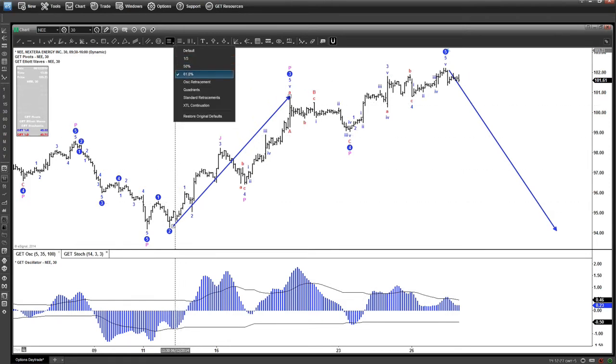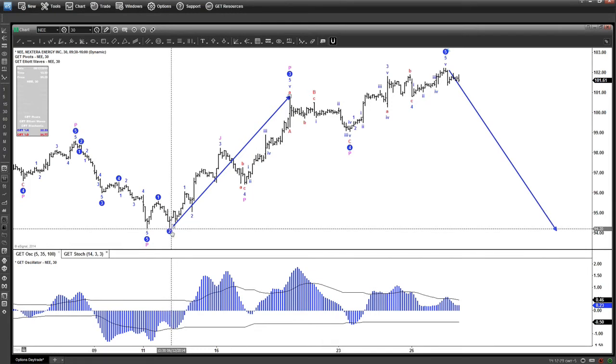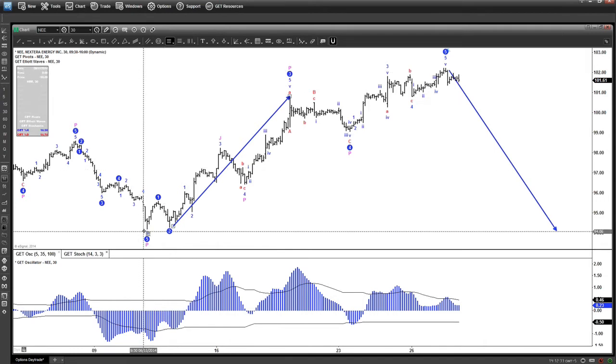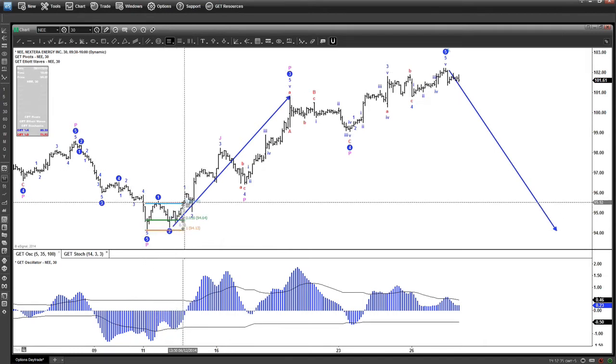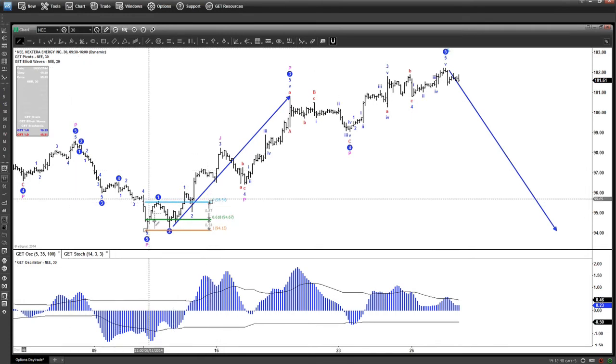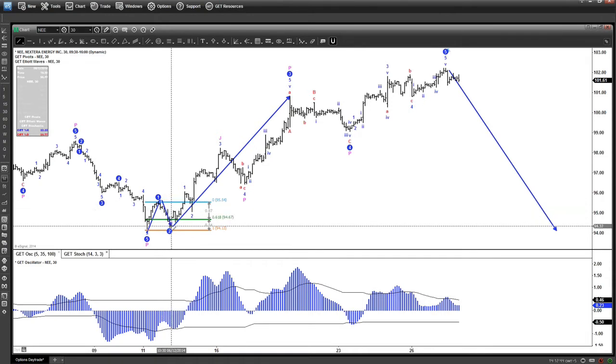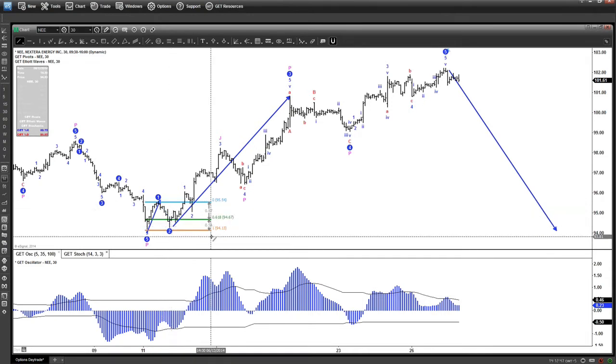So if I take a look, and I go back to my wave 2, which was back here around 10 o'clock in the morning on June 12th. If I measure that, your wave 2 is typically from a Fibonacci scale around a 62% correction of your wave 1. So if I measure from the beginning of wave 1 to the end of wave 1, we'll see that my wave 2 is roughly right around 62%.